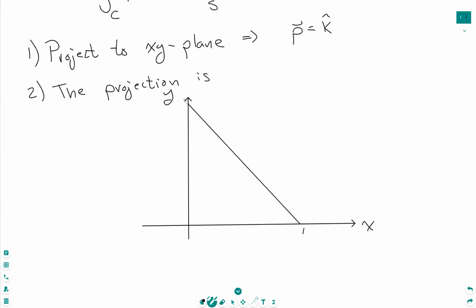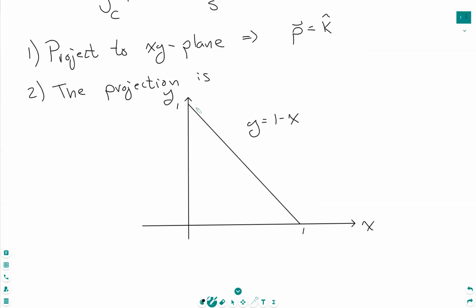Here we have x is equal to 1. Here we have y is equal to 1. And we can find the equation for this hypotenuse. This is y is equal to 1 minus x, right? When x is 1, we get 0, and when x is 0, we get 1.